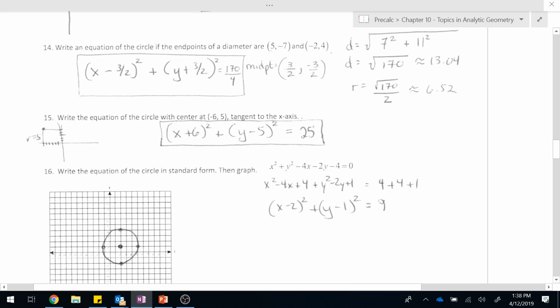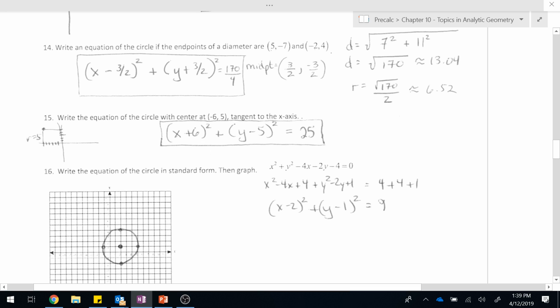So, you have a couple things you need to do. First of all, how long is the diameter? You use the distance formula to calculate how long it is. The distance formula tells you that d, the diameter, is going to be the square root of (5 minus -2) squared plus (-7 minus 4) squared. So you get 7 squared plus 11 squared, which gives you the square root of 170, around 13.04. Half of that, 6.52, or root 170 over 2, is your radius.